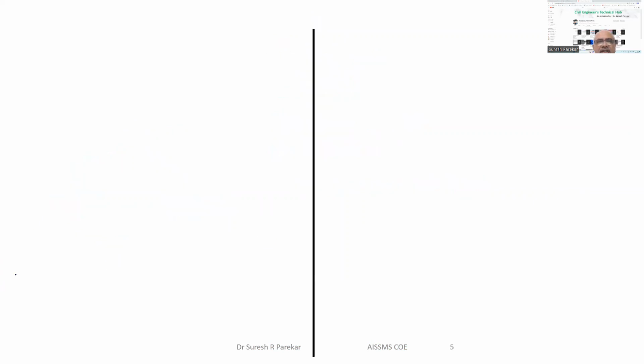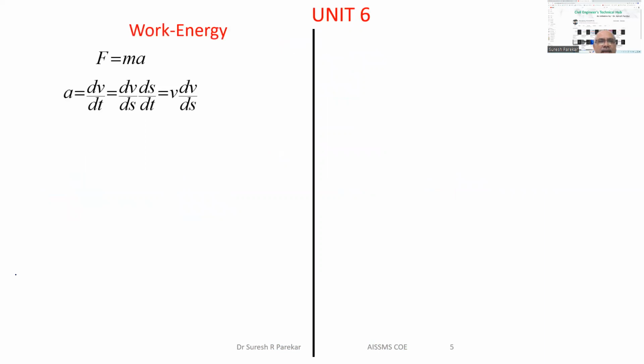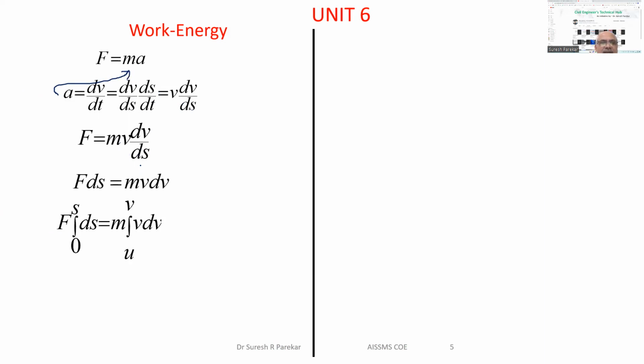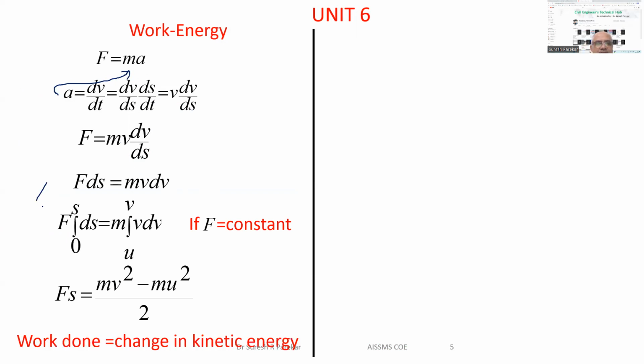Now I will show you the derivation. F equal to ma, then we use the chain rule, and a becomes dv by ds into ds by dt, that is v dv by ds. We put this a in the equation, so F equals mv dv by ds. Now we rearrange it and integrate. F we have taken outside, meaning we are considering F is constant. By integrating, we get Fs equal to mv square minus mu square by 2, and this is known as the work energy principle: work done equal to change in kinetic energy.